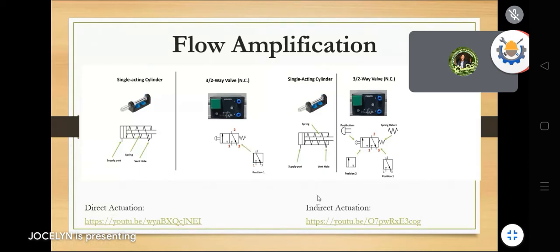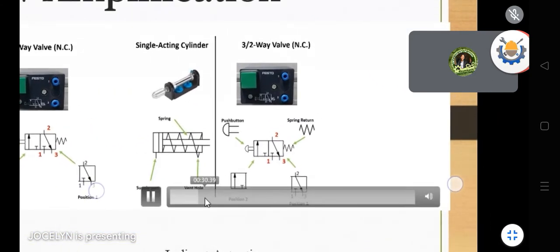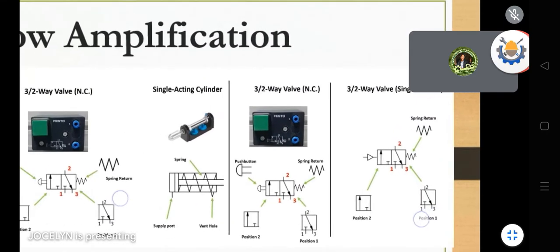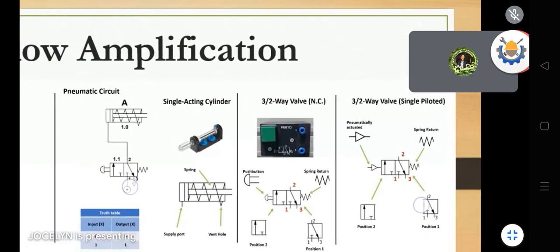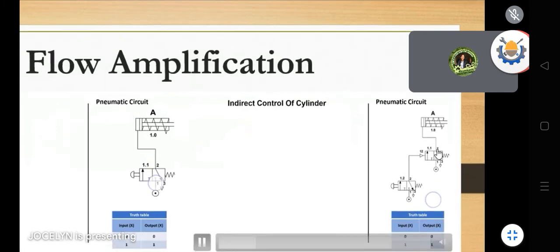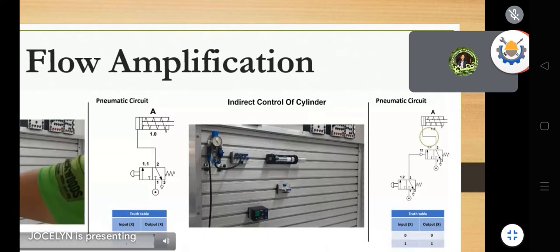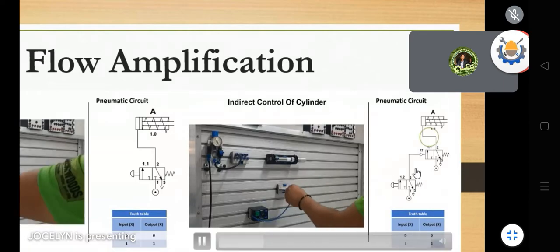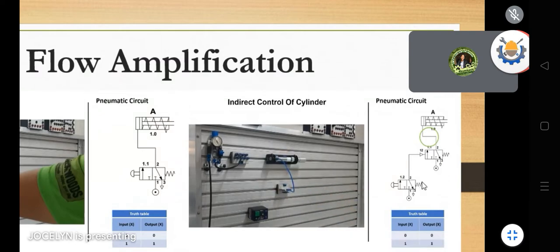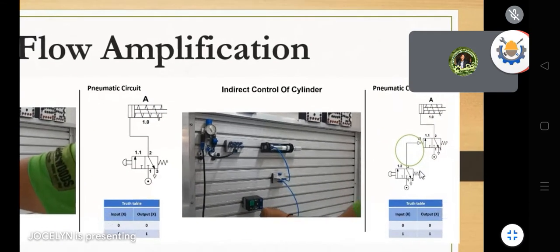Using the single acting cylinder and a 3-2-way valve, and another piloted 3-2-way valve. This is for the direct actuation already. What you see here, guys, is already the schematic circuit. This is what you're going to have in your schematic circuit and your exercises. So you will see here how it will be done.